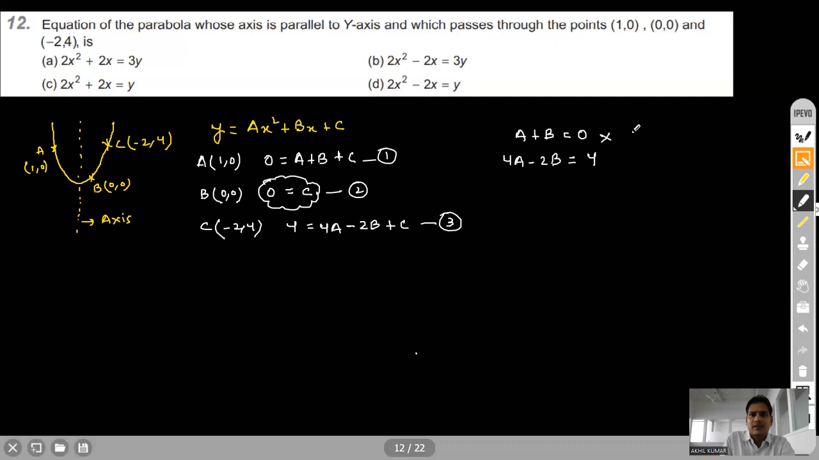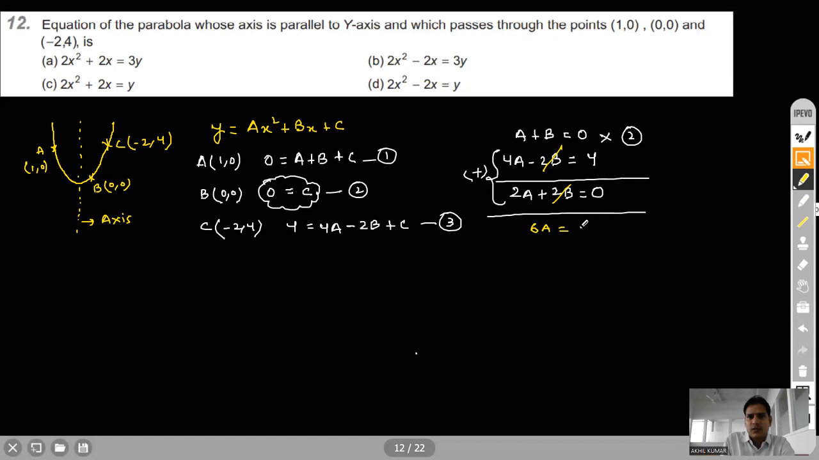Okay, then multiply this by 2 and add it. Then it will be 2a plus 2b is equal to 0. Now add these two equations. Okay. So after adding these two equations, what will we get? These two will be cancelled out. So our 6a will be equal to 4. From here, we got a is equal to 2 by 3. Okay. Once this value of a is got, from a plus b is equal to 0, b will be minus 2 by 3. And c is known to us already. C is equal to 0.